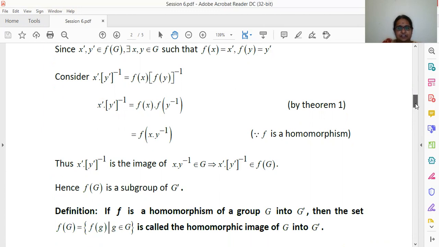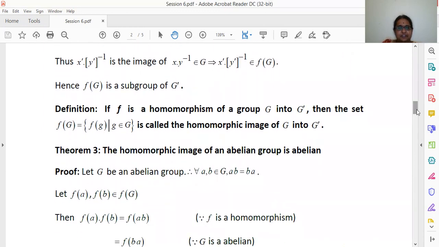Then we shall define what is homomorphic image. If f is a homomorphism of a group G into G dash, then the set f of G is equal to the set of all f of g such that g belongs to G, and it is called the homomorphic image of G into G dash.